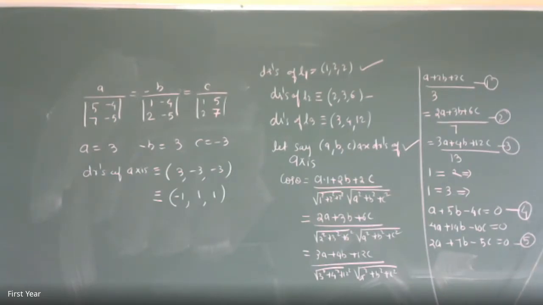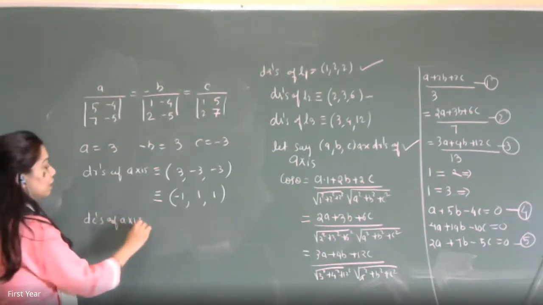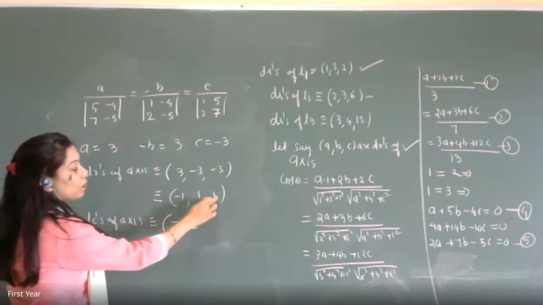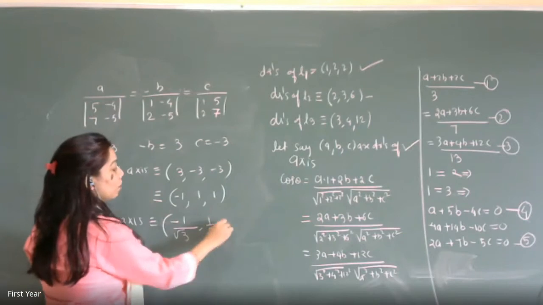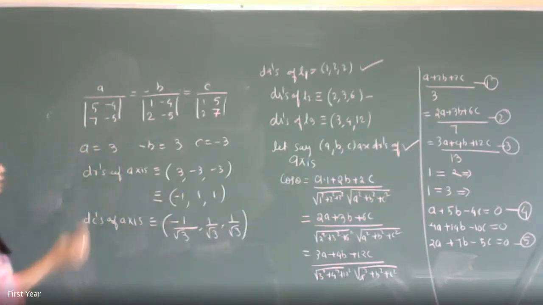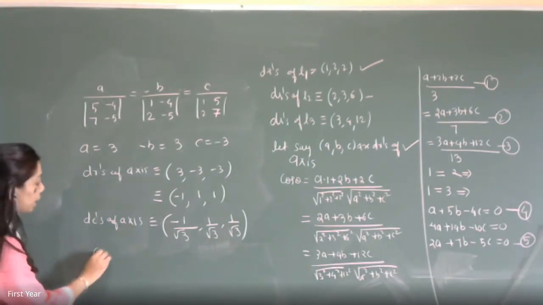So these are direction ratios, and therefore the direction cosines of the axis will be nothing but minus 1 upon the square root of (minus 1 square plus 1 square plus 1 square). So that is minus 1 by root 3, comma 1 by root 3, comma 1 by root 3. Why did I pick this one? Only one term is negative. When I substitute it to get the value of cos theta, it becomes simple. Right? Okay, minimum negative signs.